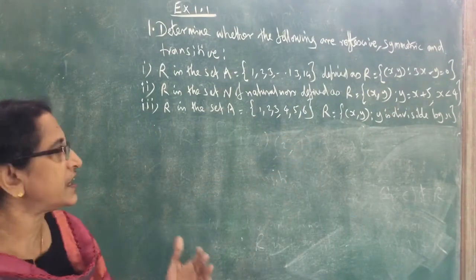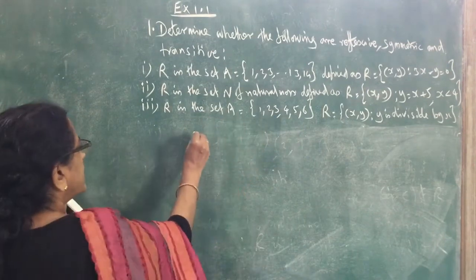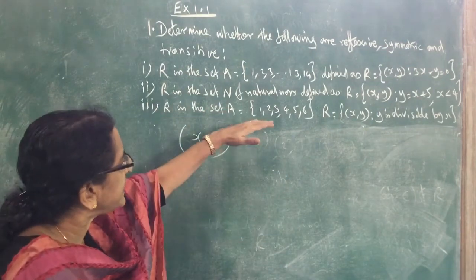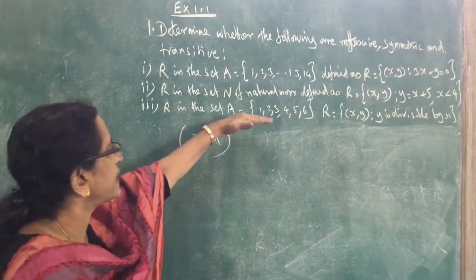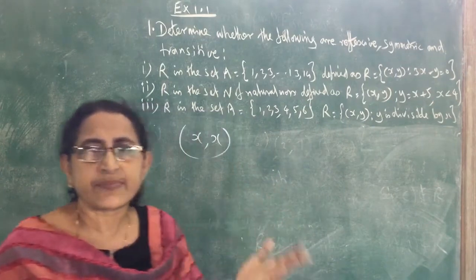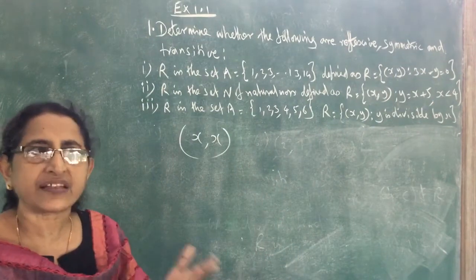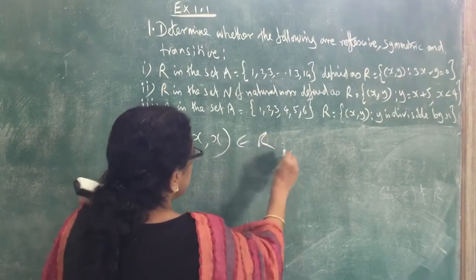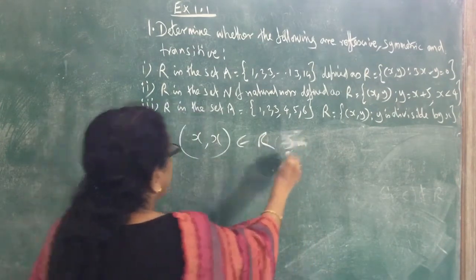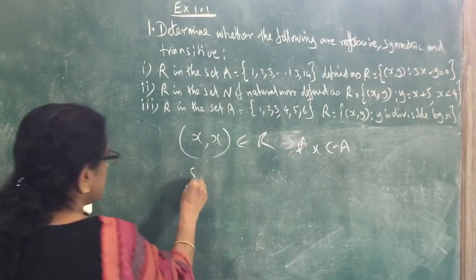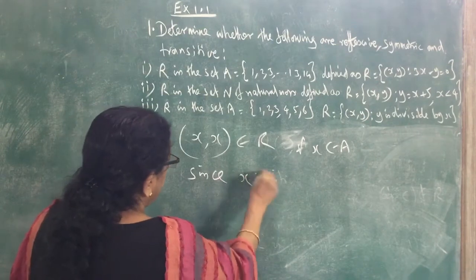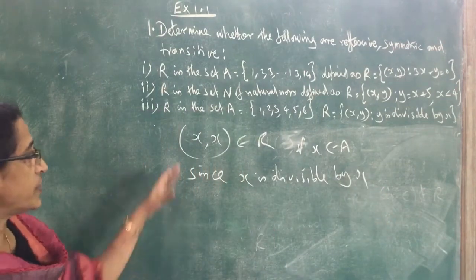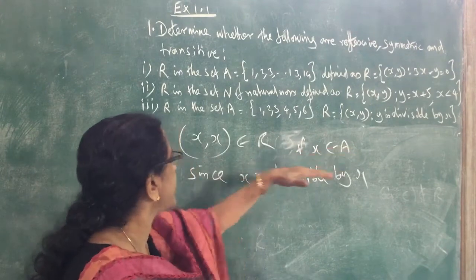See, we can consider the reflexive property. If you consider any element in A, consider 1. So (1, 1) is an element of R because 1 is divisible by 1, 2 is divisible by 2, 3 is divisible by 3. So if you take any element in A, (x, x) belongs to R, since x is divisible by x, for every x belongs to A.